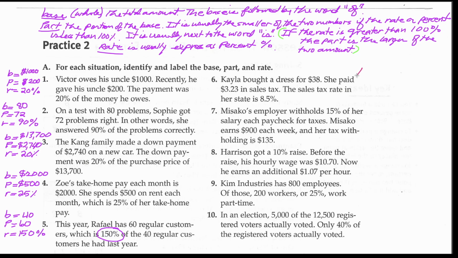The base, the part, and the rate. So in this case, look at the rate. It's 8.5%, which is less than 100%. Therefore, the base is the larger number. That's $38 right here as the base. And the part is $3.23. The rate is 8.5%.